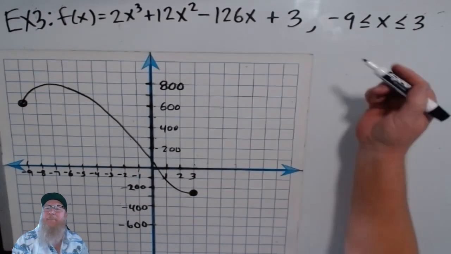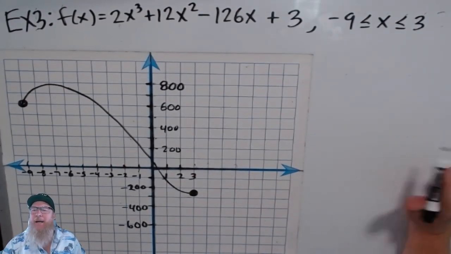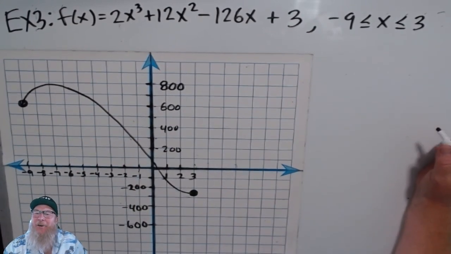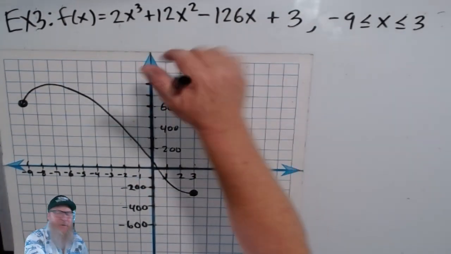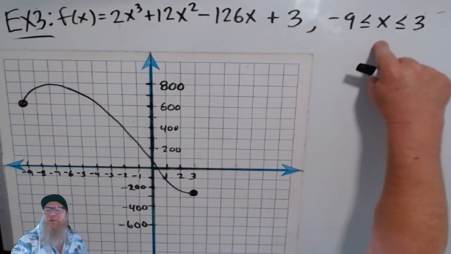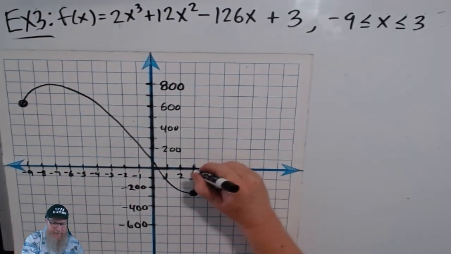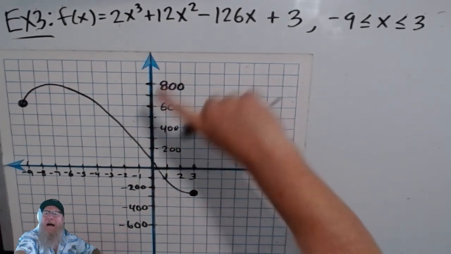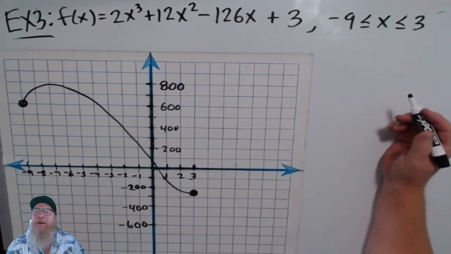All right, well, example 3. I turned off the camera very quickly and drew this so you guys didn't have to sit there and watch me create a graph, which can be very time consuming. So we have a cubic polynomial function on a restricted domain from -9 to 3. I've drawn that out for you with the endpoints. The y scale is very large. We're going by 200s here.